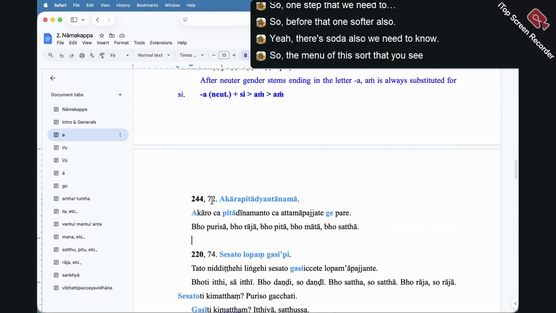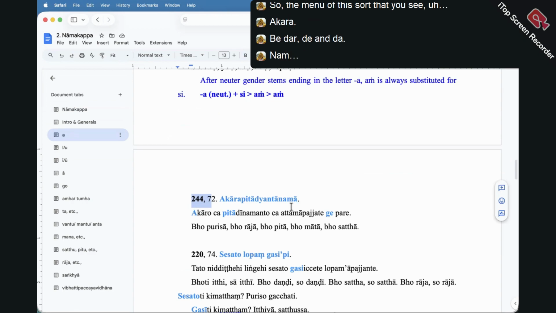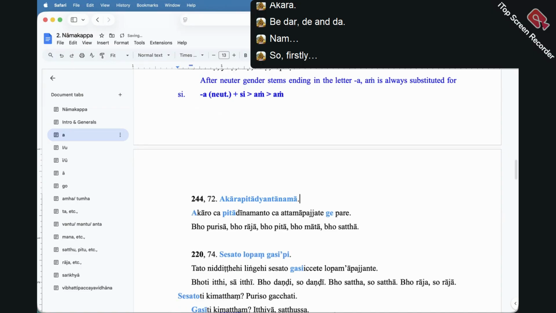So the meaning of this sutta, you see, akara, bita, deyanta, nam a bida dianda. So firstly, we divided. So akara is one word, and bidadi is one word. Bidadi and nan. So okay, it should be here. And then so in this way can be understood.